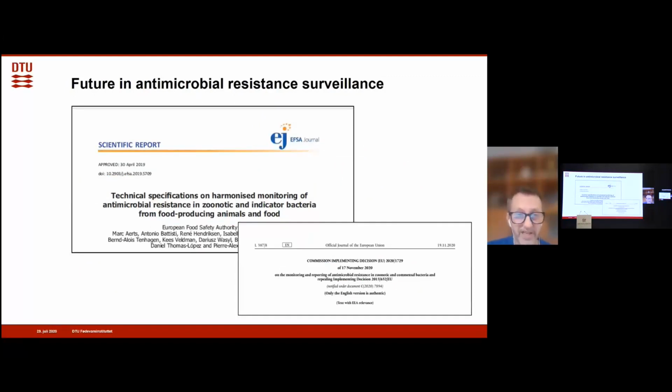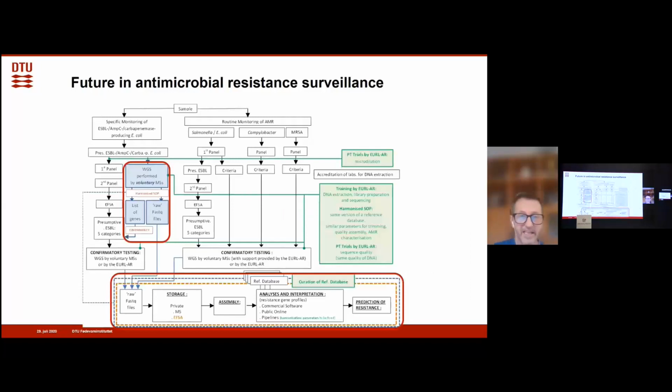So there was a technical specification coming out from EFSA that indicated the vision of using whole genome sequencing in Europe. And some parts of this technical specification on harmonized monitoring were included in the new decision from 2020. This is a very busy slide, but it shows how the monitoring in the veterinary and food sector is being implemented this year and the next 6 years.